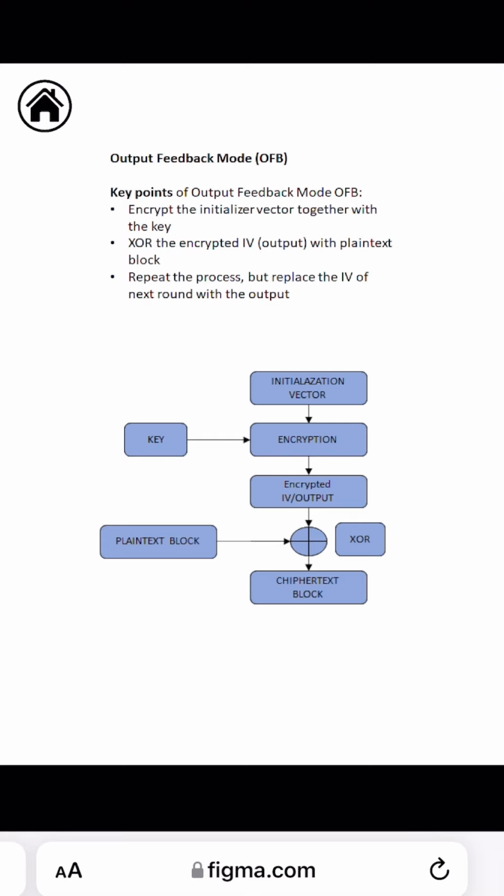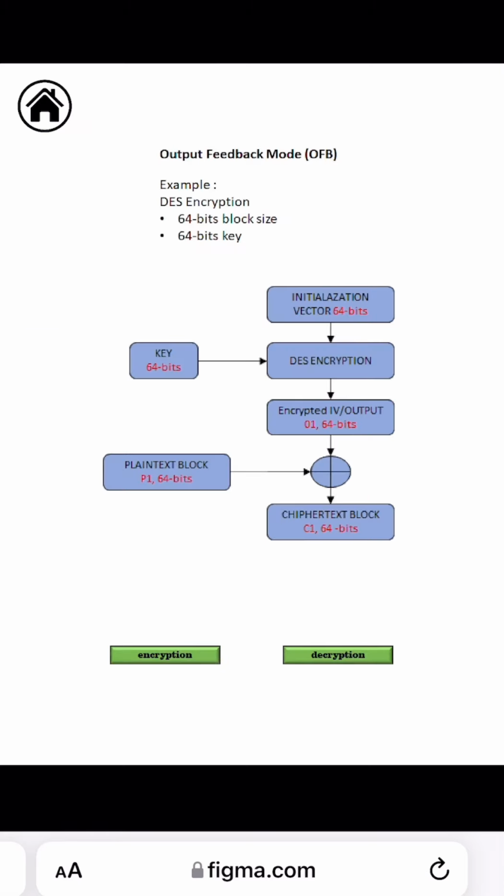Now we look at an application of DES encryption. For example, we're going to use a 64-bit block size and a 64-bit key. The IV in this case is also a 64-bit block. The IV will be encrypted together with the key to produce a 64-bit output, which is XORed with the first plaintext block P1 to get the first ciphertext block C1.